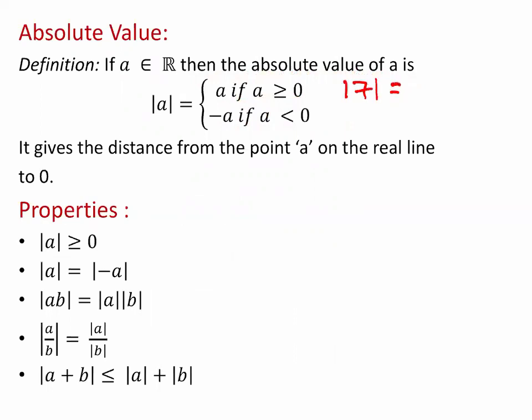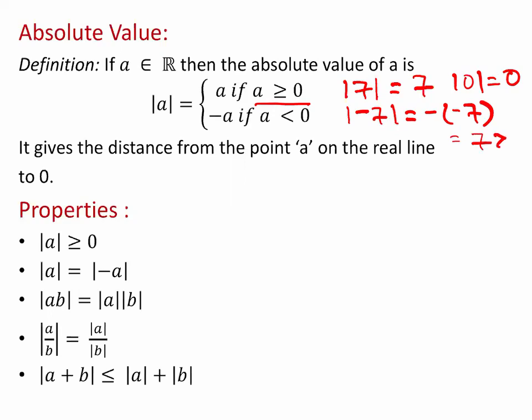For example, if you consider the absolute value of 7, it is 7 because 7 is greater than 0. And the absolute value of 0 will be 0 itself. And if you have negative 7, it is the negative of negative 7, that would be always 7, which is always greater than 0. What does the absolute value of a real number give us? It gives the distance from the point A on the real line to 0.